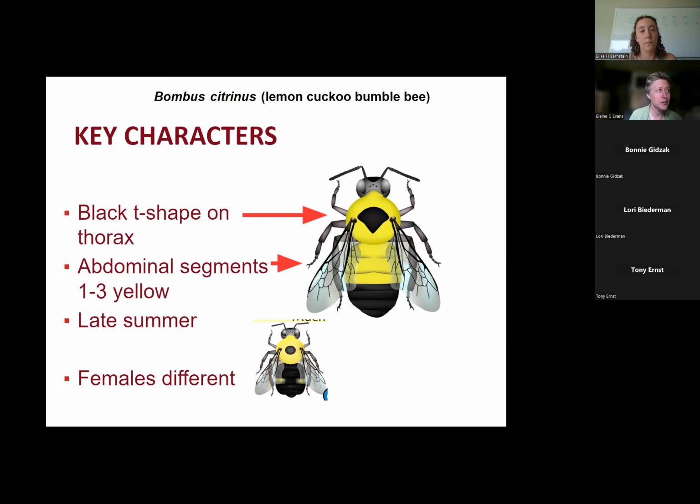This is one of these cuckoo bumblebees, and they also have really big heads. Their heads are just a lot thicker than other bumblebees. If you think you might have one, just take a look at what's going on with their head.